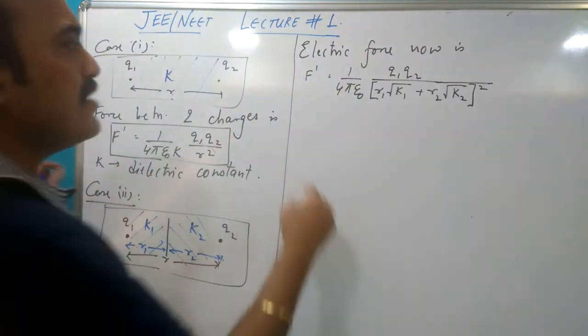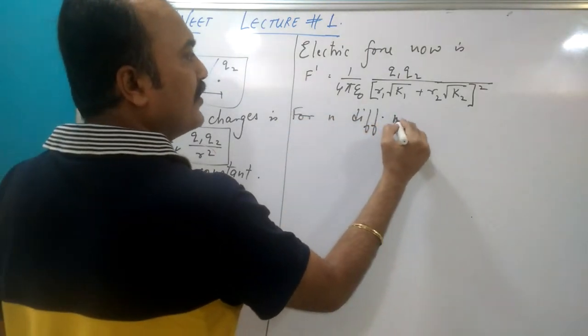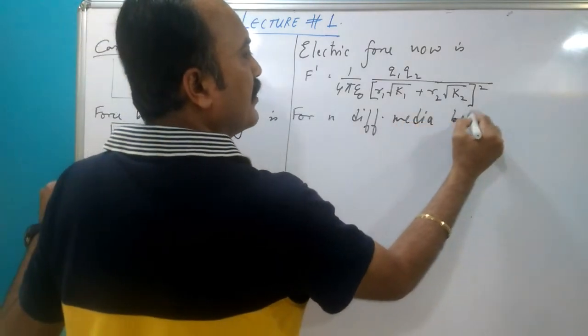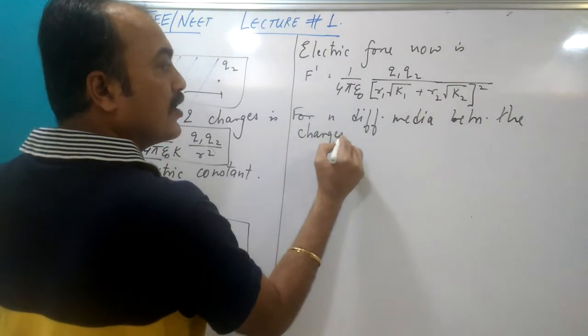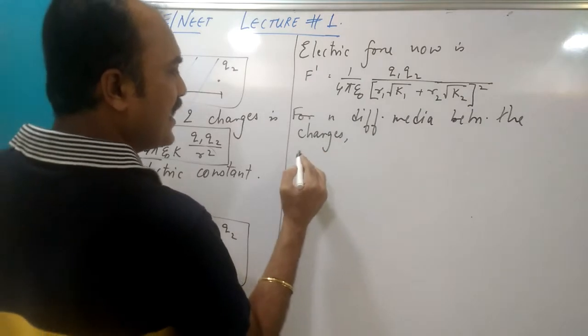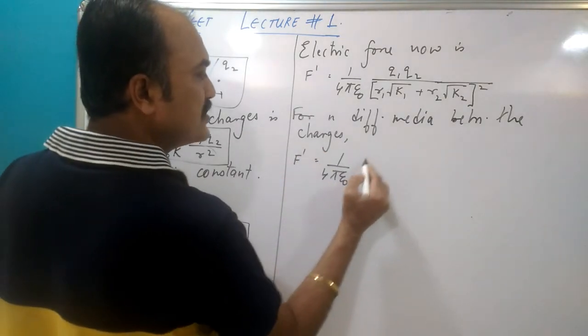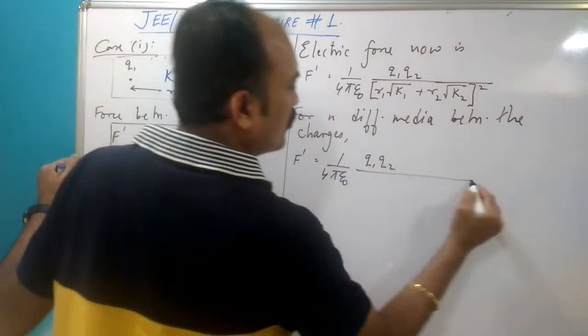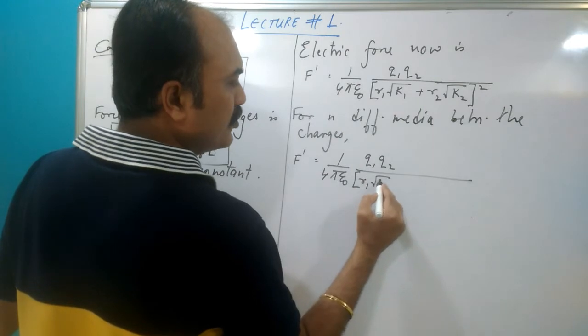r1 root of K1 plus r2 root of K2 the whole square. And if there are n media, for n different media between the charges, what would be the force between them? The force would be F dash is 1 by 4 pi epsilon 0 Q1 Q2, and this is just going to be extended to n times.